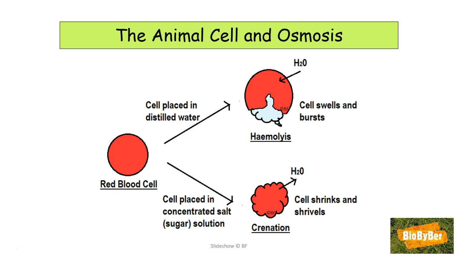So, in summary, what happens to the red blood cell? Well, if the cell is placed in distilled water, water will enter by osmosis, moving from a high water concentration to a low water concentration inside, and the cell will swell and burst. If the cell is placed in a concentrated salt or sugar solution, the water will move from a high concentration of water inside to a low water concentration outside across the semi-permeable membrane, and the cell will shrink and shrivel.